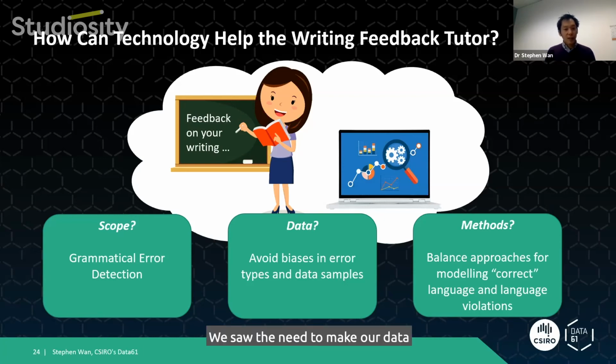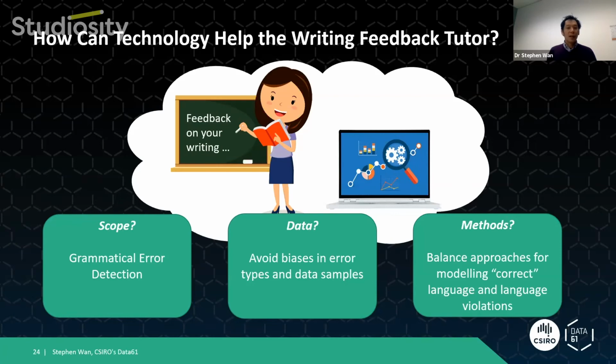We saw the need to make our data more appropriate for the task, or the resulting tool will have biases built into it. So this means, for example, that the data has the right kind of metadata labeling that we require for the task of helping somebody to learn how to improve their writing. The data set also has to be representative of the target student base. And finally, we saw that different methods have pros and cons.